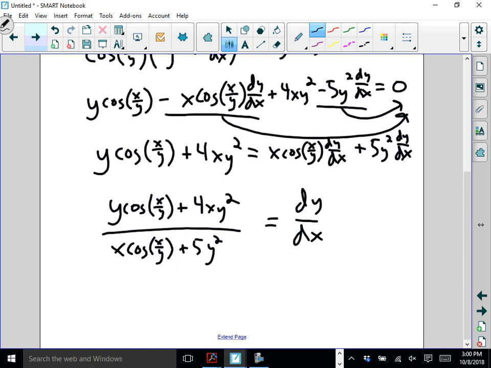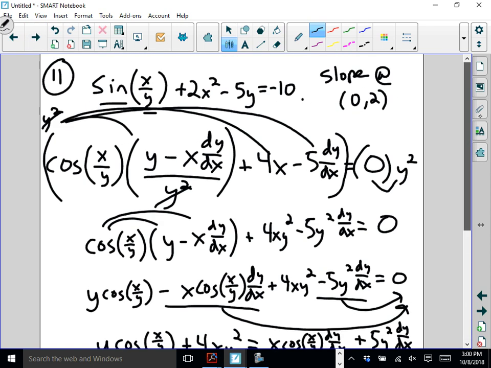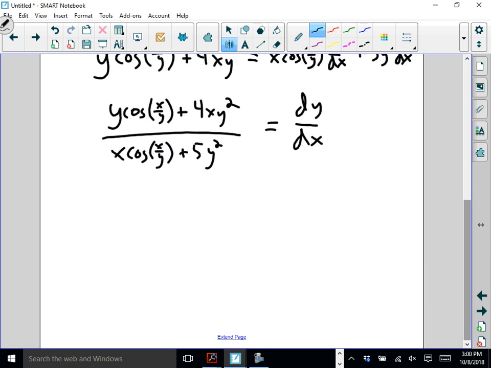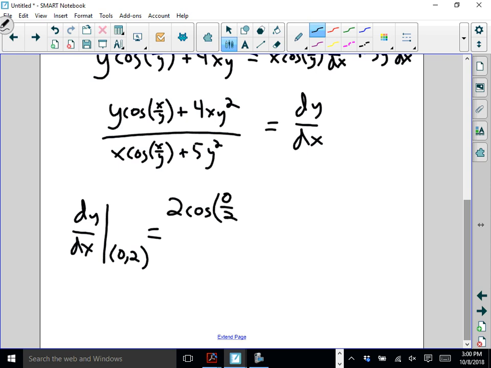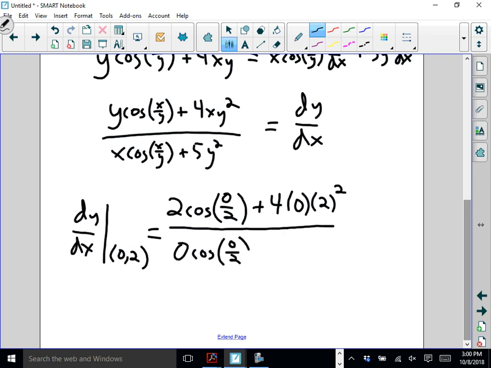And I'm evaluating this thing at the point 0, 2. So dy dx at 0, 2 is going, everywhere I see an x, I'm putting a 0. Everywhere I see a y, I'm putting a 2. So I'm going to have 2 cosine of 0 over 2 plus 4 times 0 times 2 squared divided by 0 times cosine of 0 over 2 plus 5 times 2 squared.